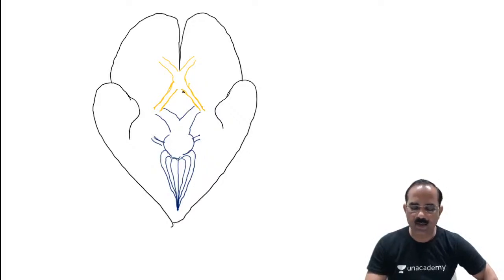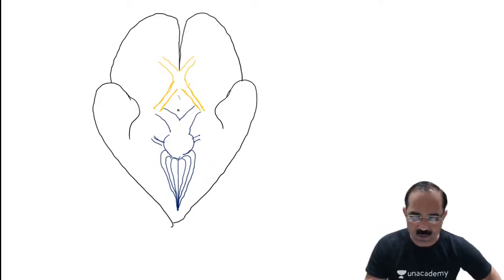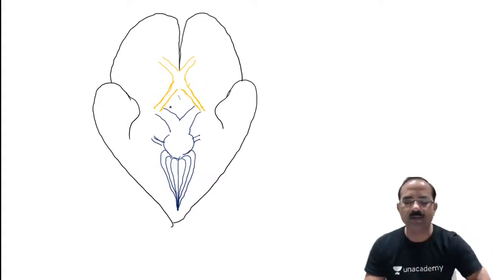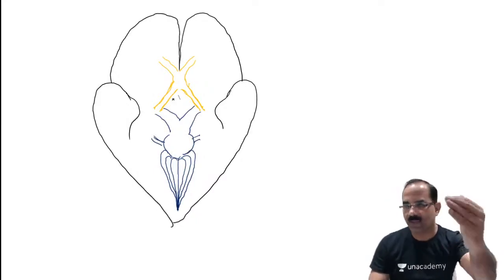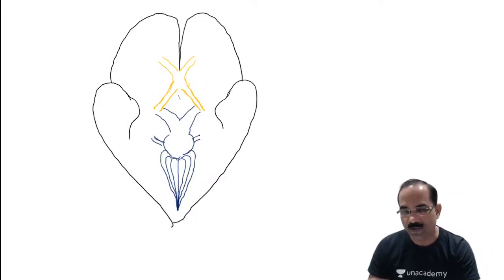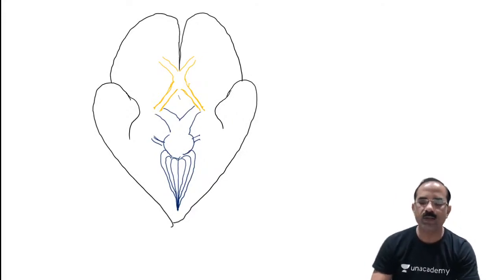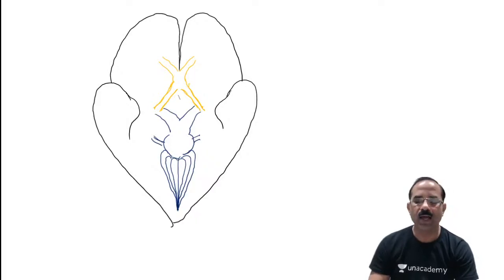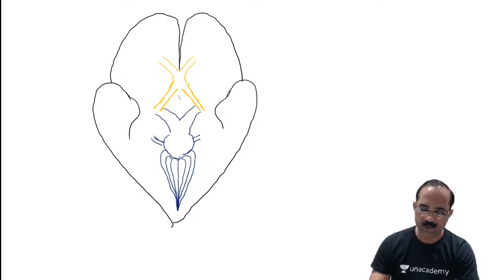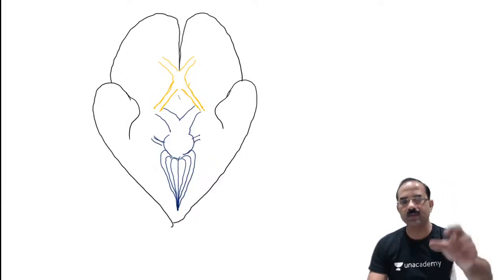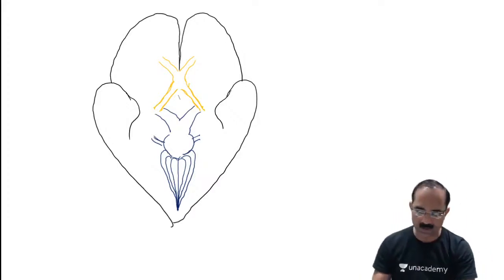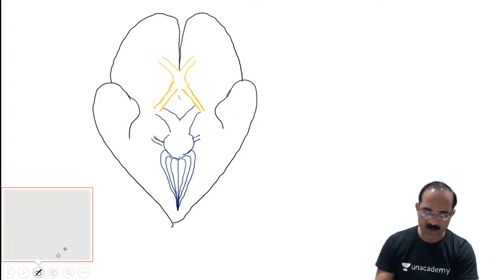This area है interpeduncular fossa. ये जो आप देख रहे हो, this area is the interpeduncular fossa. So, students, quickly tell me what are the boundaries of interpeduncular fossa? Anterolateral is the optic tract, है ना? Posterolateral is the crus cerebri.